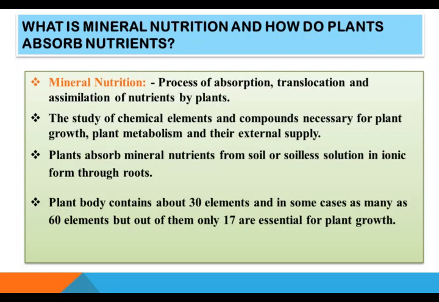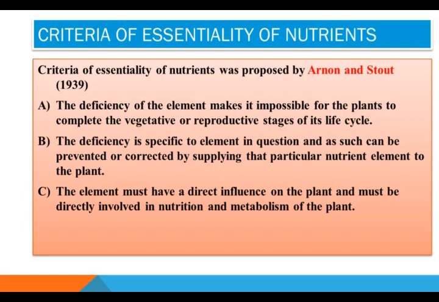ionic form through roots. It has been discovered that plant body contains about 30 elements and in some cases as many as 60 elements were found, but out of them only 17 are essential for plant growth and development. Dear students, how can we identify whether an element is essential for plant or not? Well, for that, Arnon and Stout had put forward criteria of essentiality of nutrients in 1939.